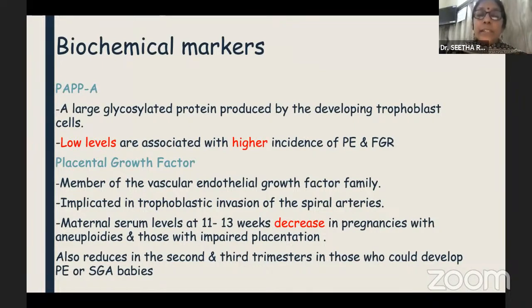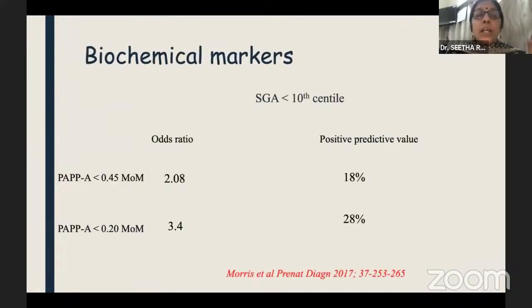So these levels actually decrease in pregnancy with aneuploidies and those with impaired placentation. Here, if you see, they've also been used for screening for SGA and growth restriction. Normally, when you have the biochemical marker, we also say that any PAPP-A less than 0.4 is supposed to be a sensitive predictor of SGA.